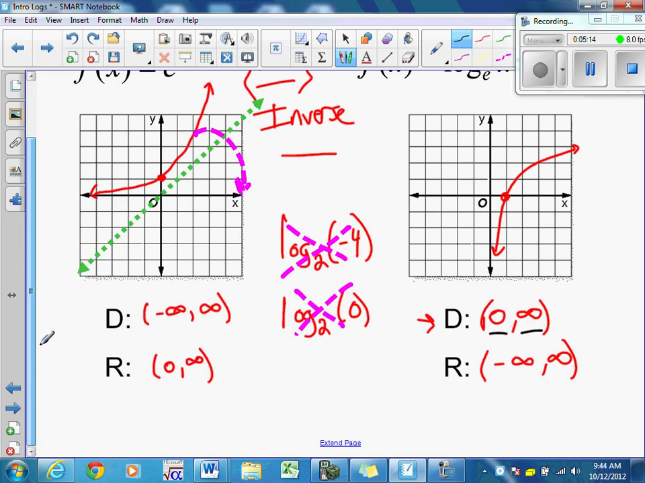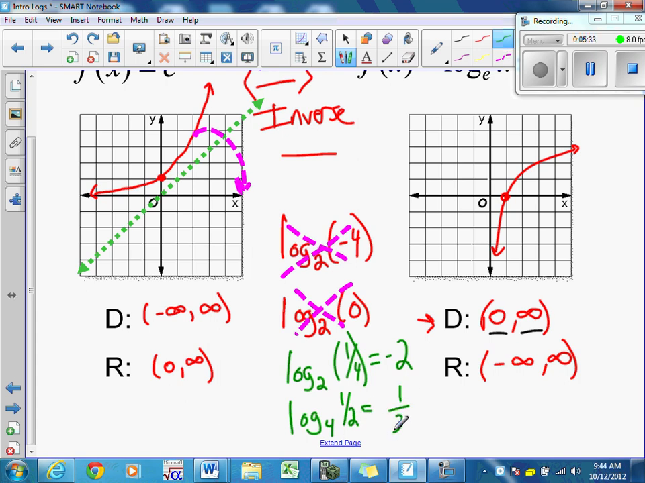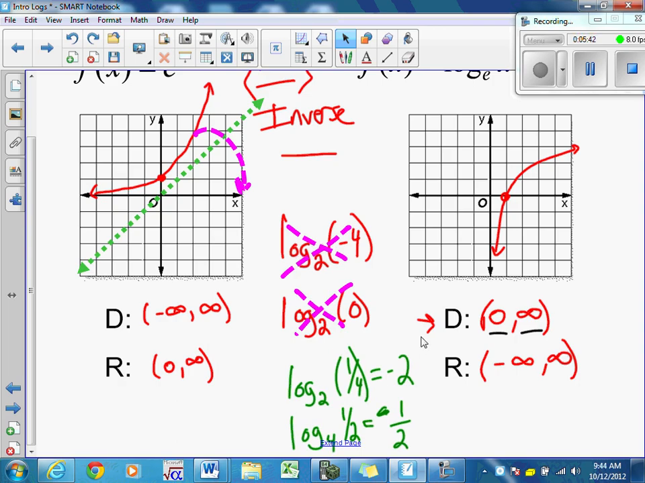However, for my range, I can get almost anything. Log base 2 of 1/4 is negative 2, so I can get negative numbers. I can actually have log base 4 of 1/2. The square root gives me a fraction, and the fraction gives me a negative, so I can get negative 1/2. So I can get almost anything out of a logarithm. I just can't put in negative numbers.